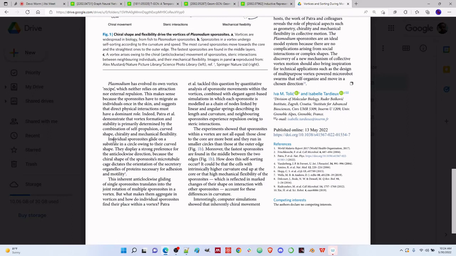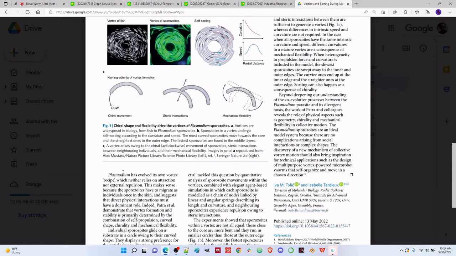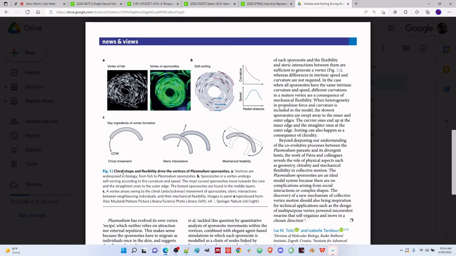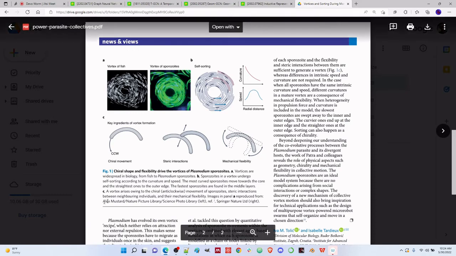Individual sporozoites glide on a substrate in a circle owing to their curved shape. They display a strong preference for the anti-clockwise direction because the chiral shape of the sporozoite's microtubule cage dictates the orientation of the secretory organelles and proteins necessary for adhesion and motility. So this is all in the service of them moving more swiftly through the medium that they're trying to get through.